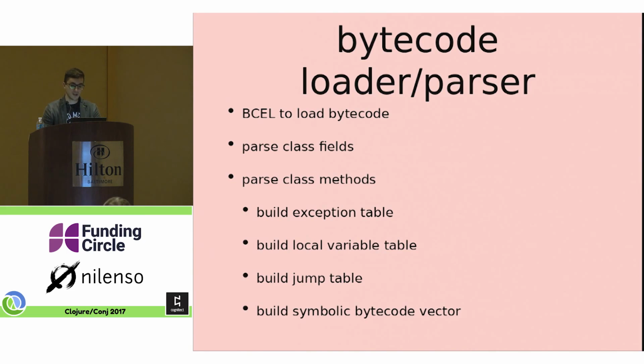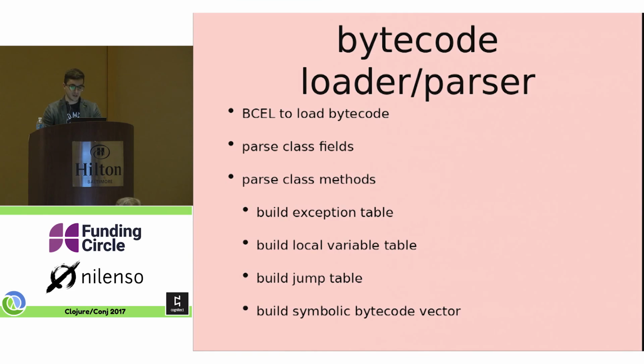And then we start parsing all the methods and building in memory all those debug tables that we're going to use. So we build the exception table, we build the local variable table, and we build this jump table, which is going to be a mapping from bytecode offset to positional elements in this symbolic bytecode vector, which we're going to use to map jump instructions when we decompile.